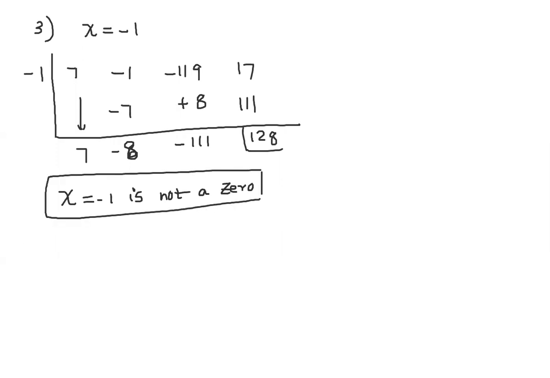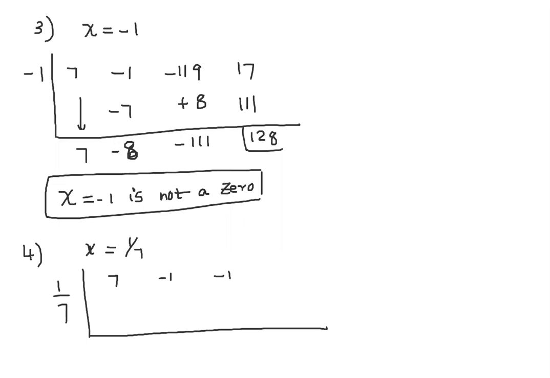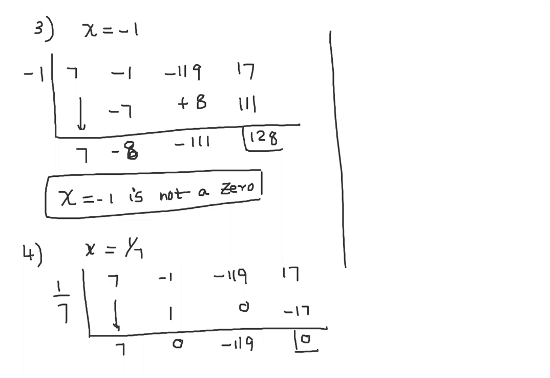So part 4, we have to test if x equals 1/7 is a 0. So we're going to divide this polynomial by 1/7. So multiply, so we get 1, 0, 0. So we get -119. And when you multiply, you get -17. Yes, it is a 0. So the answer is yes. x equals 1/7 is a 0.